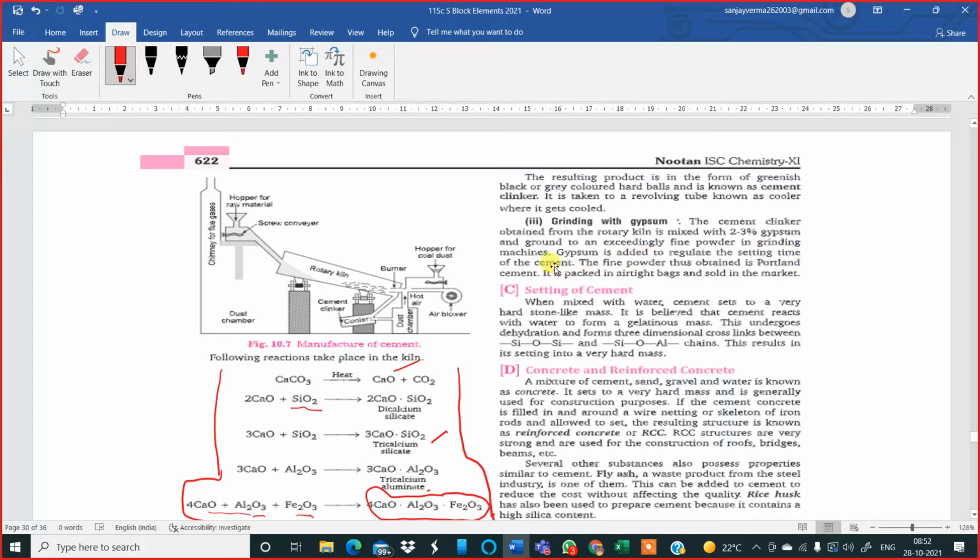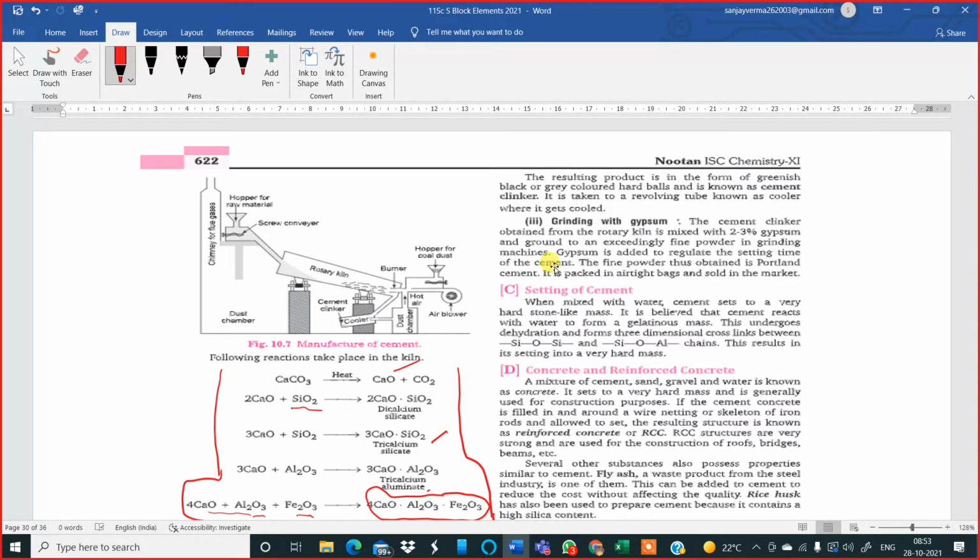Otherwise, if the gypsum is not added, what will happen? If we add water to cement, it does not contain gypsum, it will solidify very fast. So setting time becomes very, very fast. You don't want cement to set very fast. If the cement sets very fast, that means your building of the house will not become proper.